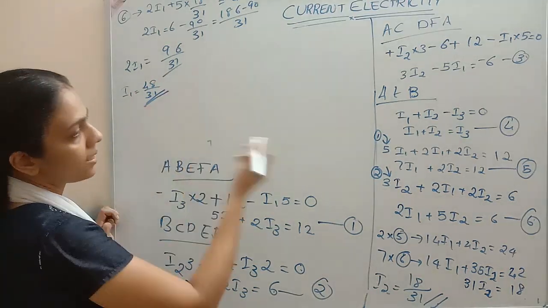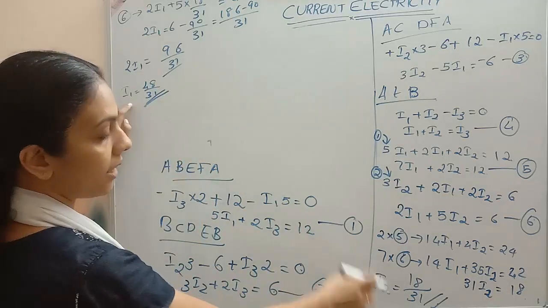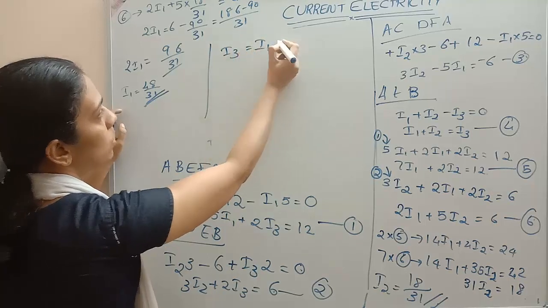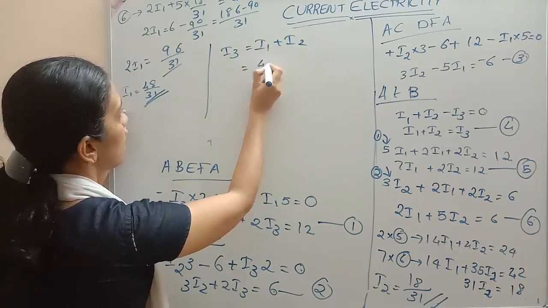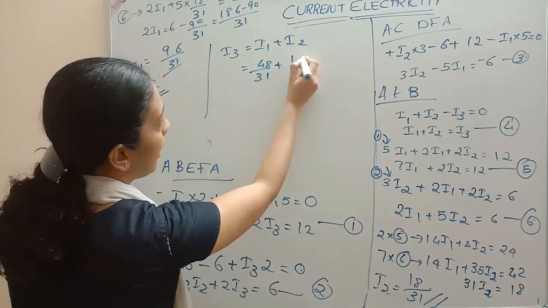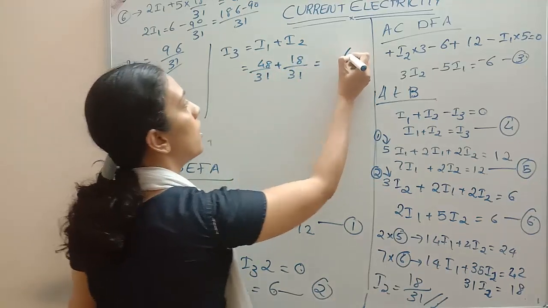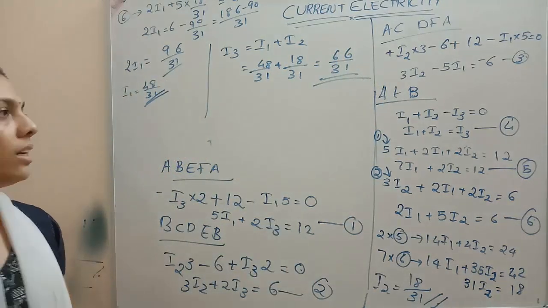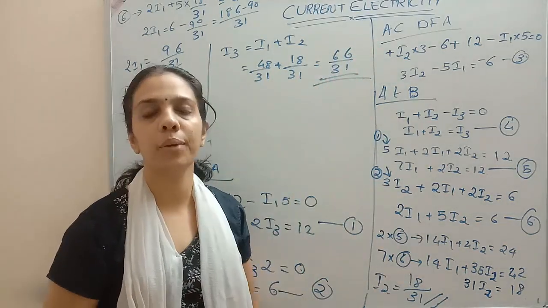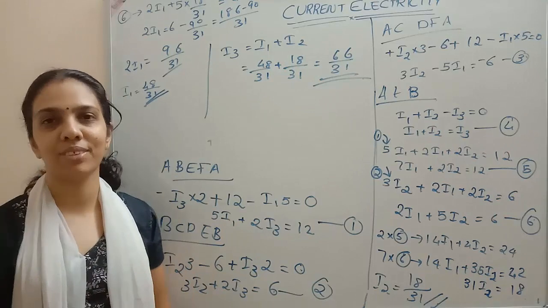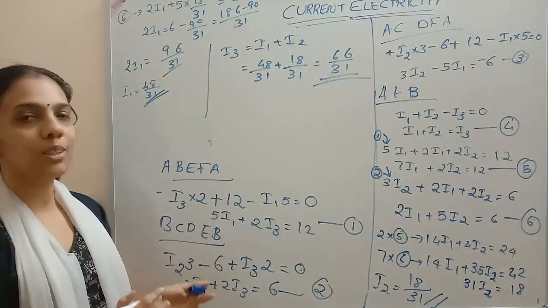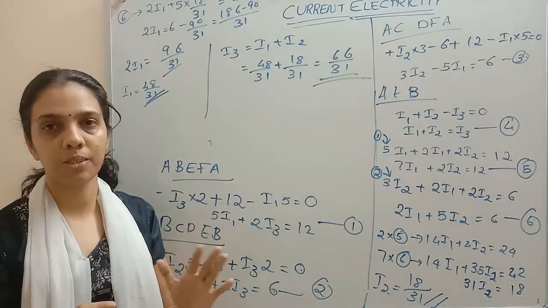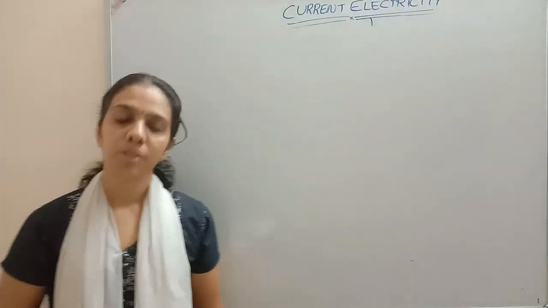Now I1 we got and I2 we got. We can find I3. How can we find I3? I3 will be equal to I1 plus I2. I1 is 48 divided by 31 plus 18 divided by 31, so we'll get 66 divided by 31 as I3. So here first you need to get the 3 equations. Once you have the equations, it will be easy after that. Clear? Some lengthy calculation is there, but if you understand this concept, that is Kirchhoff's law, you can easily do it. Clear?